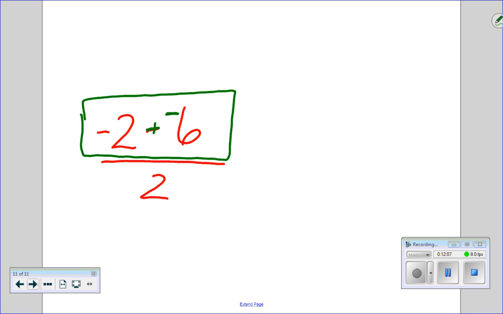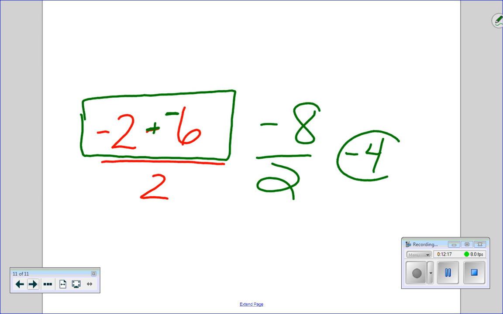Okay, so what's negative 2 plus negative 6? Brooklyn? Negative 8, and then I can do negative 8 divided by 2, which would be a negative 4.